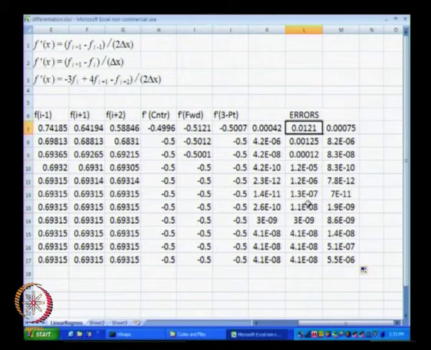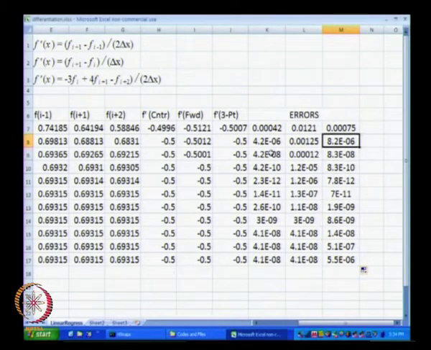Okay, so what we see over here is for the central difference formula, the error starts at 4e minus 4, 4e minus 6, 4e minus 8, 4e minus 10, 4e minus 12, and then it starts increasing. Okay, for the forward difference formula, the error is 1e minus 2, 1e minus 3, 1e minus 4, 1e minus 5, and so on, and then after a certain point it increases, and same thing that we see for the 3-point forward difference formula also.